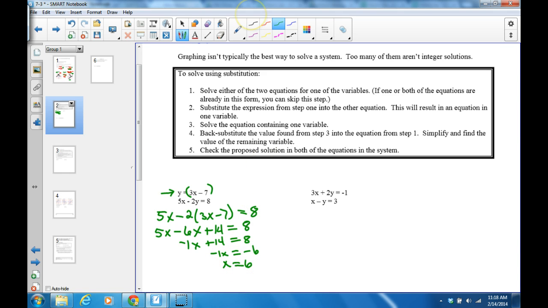Okay, so that's my first bit right there. I know that my x equals 6. Now I need to find my y. Plug it back into the y. I'm going to write it right here. y equals 3 times 6 minus 7. Well, 18 minus 7 is what? 11. So my point is 6, 11. Okay? That's the solution to both equations.